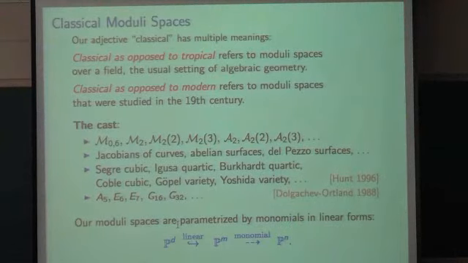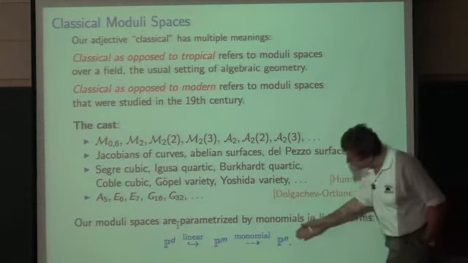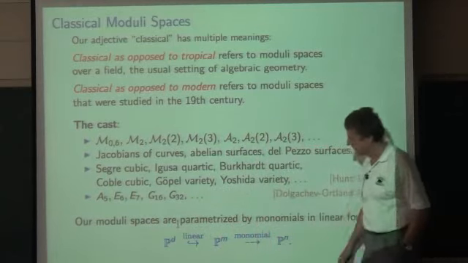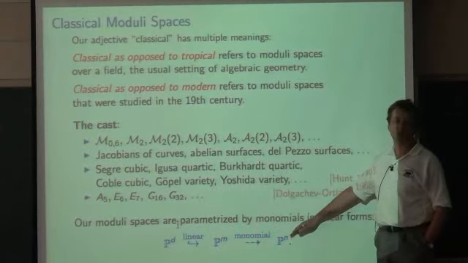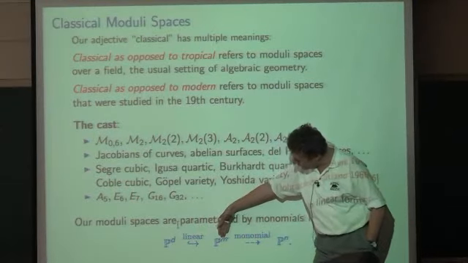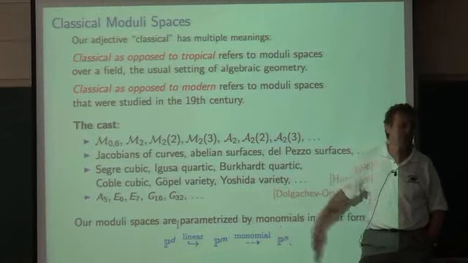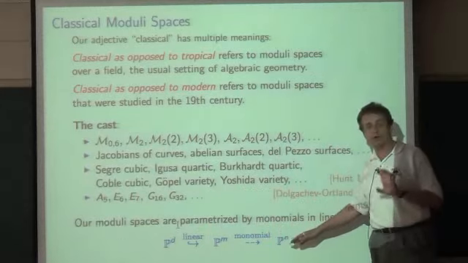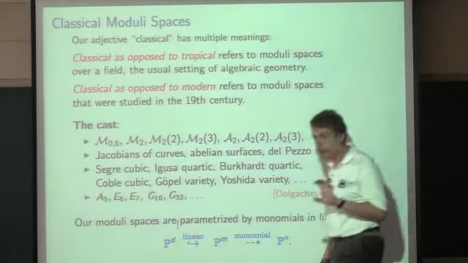Now, our moduli spaces, all the moduli spaces in today's talk, are parametrized by monomials in linear forms. That's very important. So every variety is going to sit inside Pn, and it's going to be parametrized from d-dimensional space by monomials in linear forms. So in all our examples, there will first be a linear map followed by a monomial map. And then we're going to be interested in the closure. Having that makes tropicalization very, very easy. Makes it a purely combinatorial process.